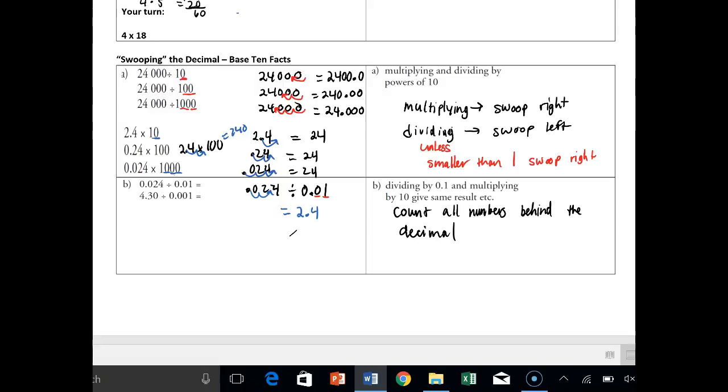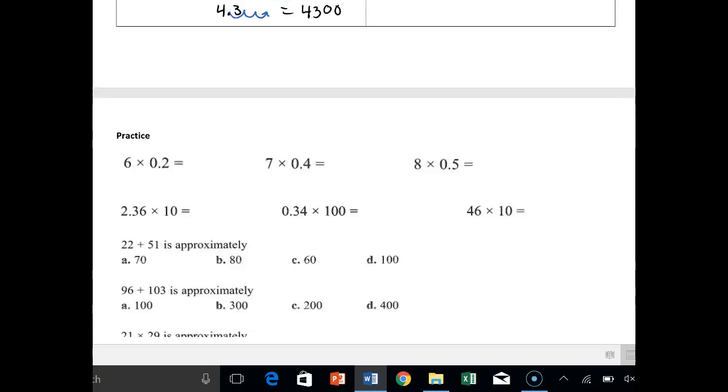Same thing here. 4.3 divided by 0.001. We have how many numbers behind the decimal? 1, 2, 3. So that means I'm going to swoop 3 times. So if I write out 4.3 again, 4.3, swoop 3 times. Because this number's less than 1, I'm swooping to the right. 1, 2, 3. You got 2 empty spaces I got to fill in with zeros. So this equals 4, 3, and then 0, 0, right? So 4,300.